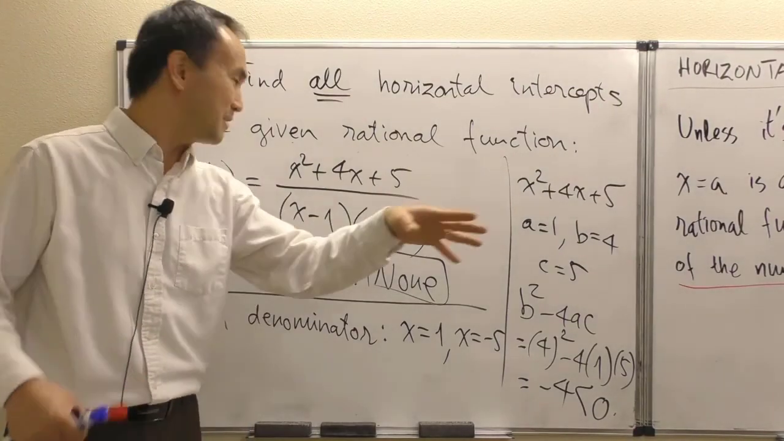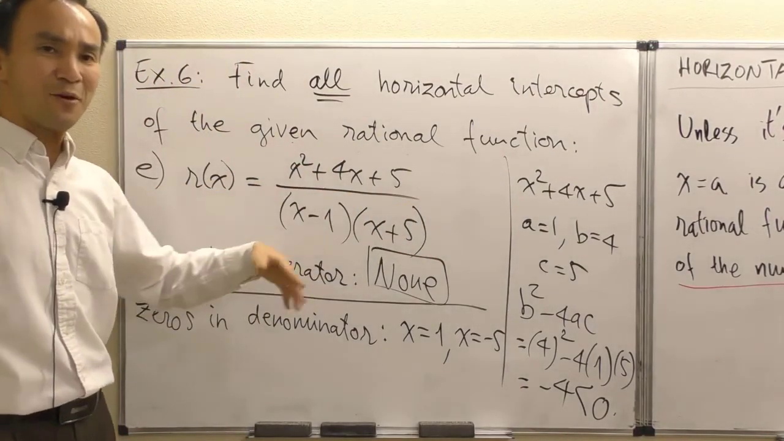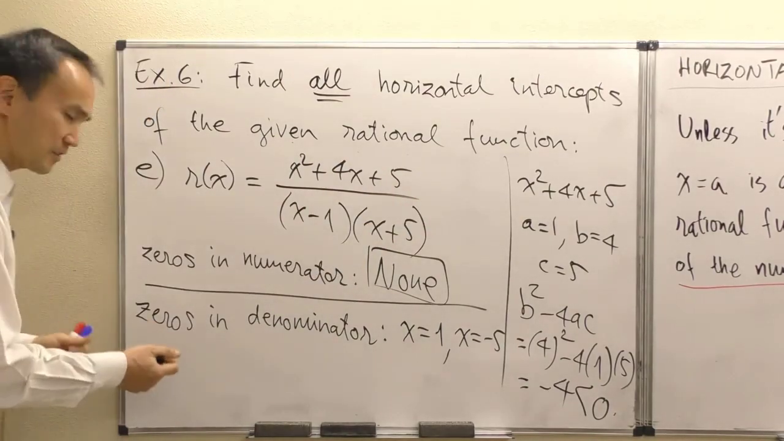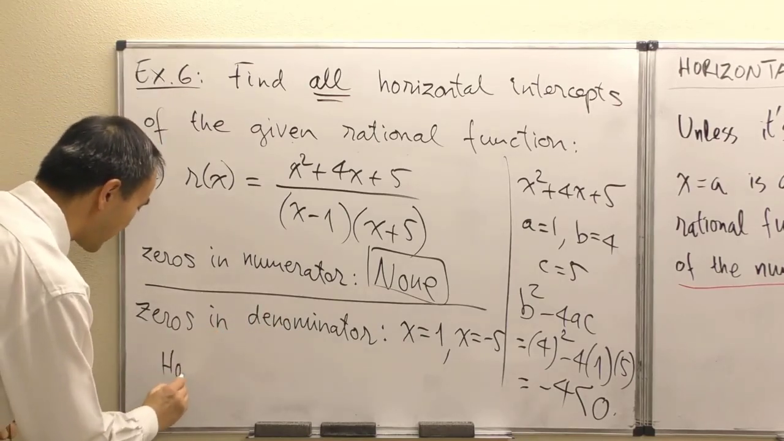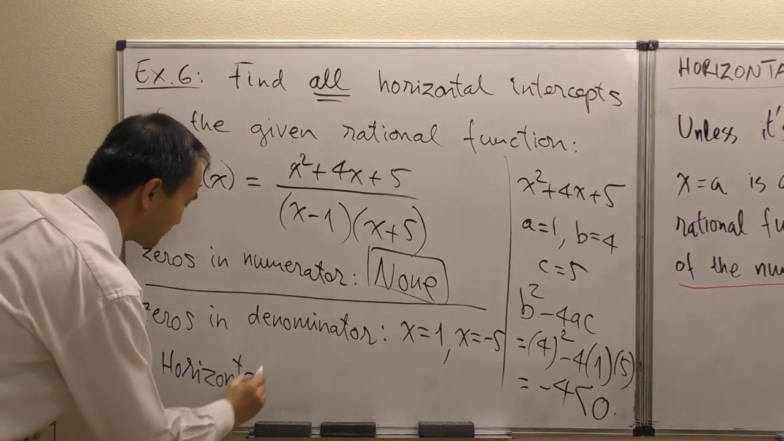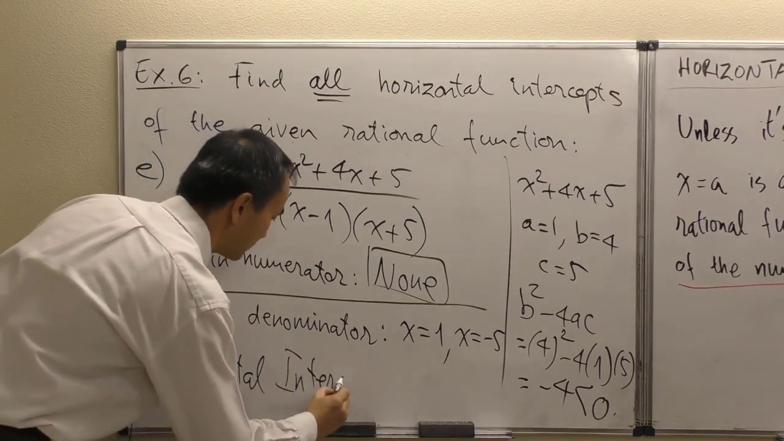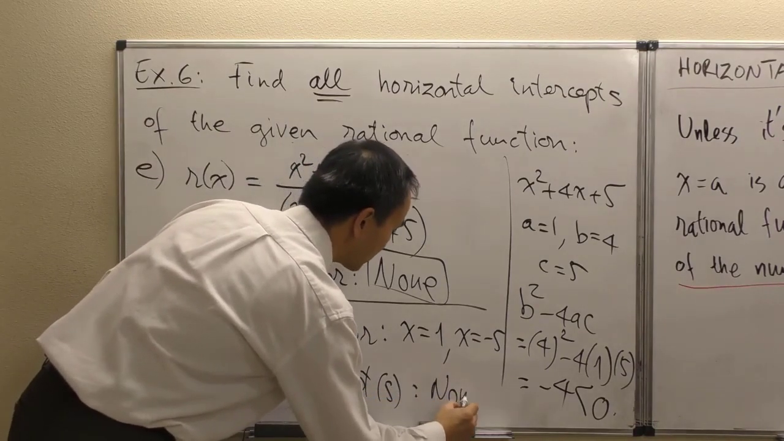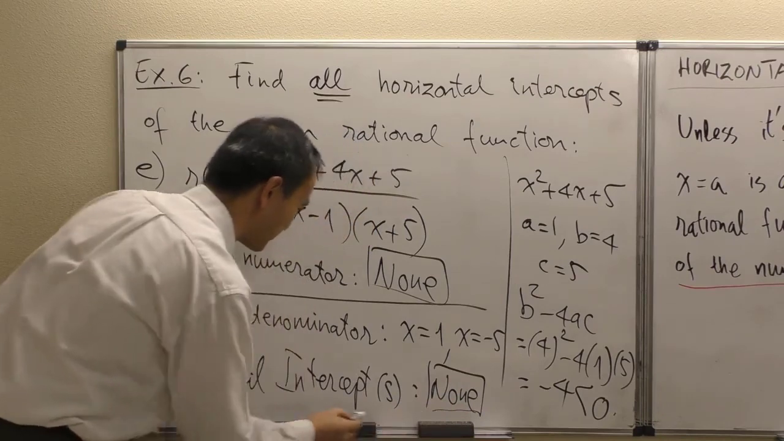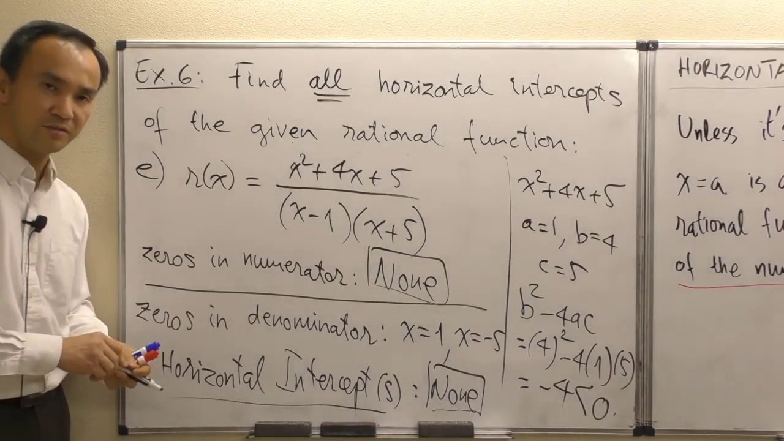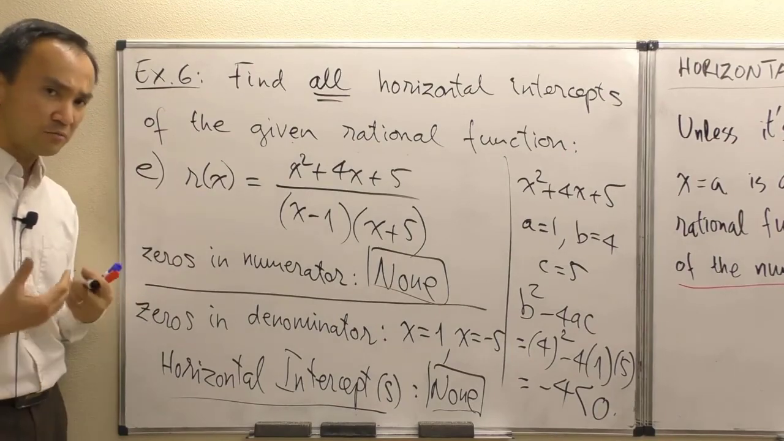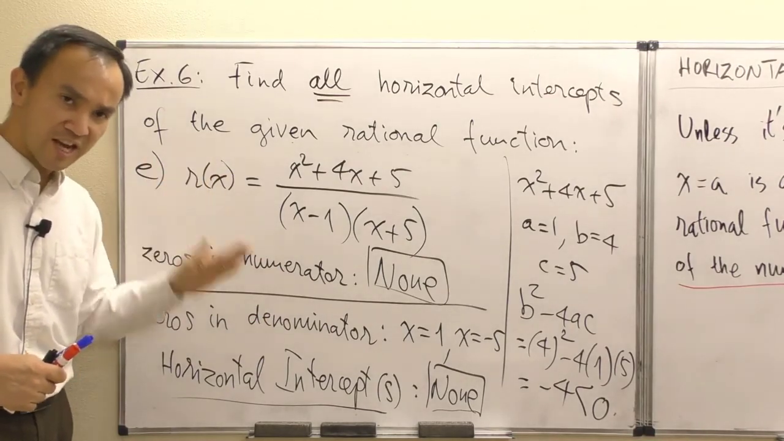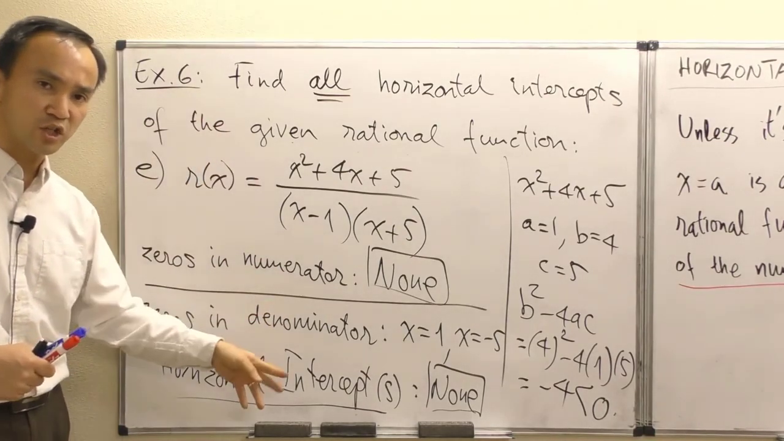So again, just like part D that I've done earlier, as far as candidates for horizontal intercepts, we have none. And so, as the final conclusion for horizontal intercepts, we have none. All right, that's our answer. We have no horizontal intercepts for this particular rational function. The logic of how we get the problem done is exactly like the problem in part D, where there were no intercepts.